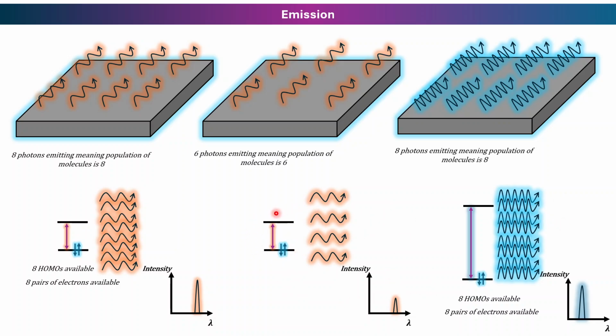So people simply draw like this, but you have to understand in your back mind that if 4 photons are coming, meaning here 4 HOMOs are available and 4 LUMOs are available, and if we excite these, when they relax they will emit this radiation. So now you might have understood this diagram and the emission mechanism.